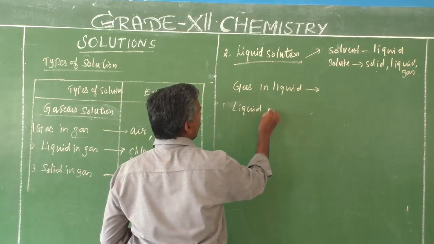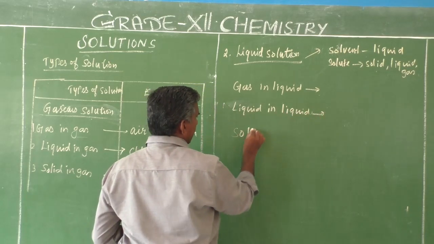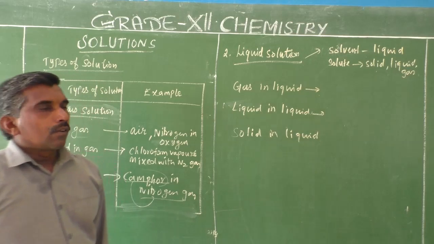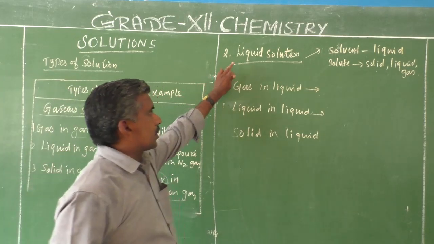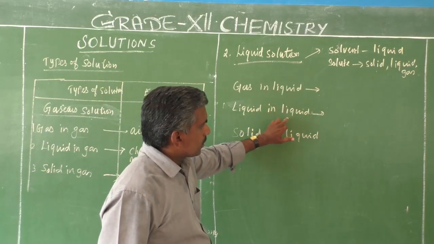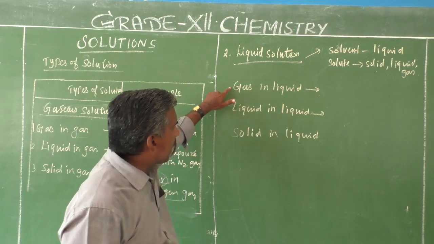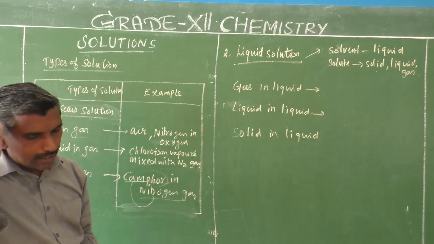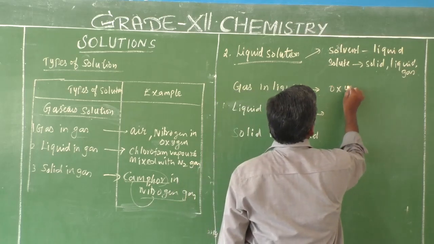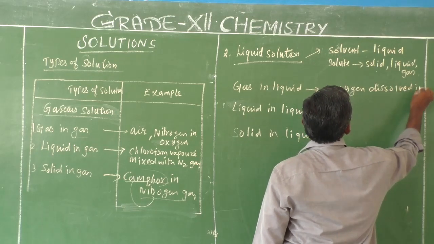Second, liquid in liquid. Now third, solid in liquid. First example, that is a liquid solution. In this liquid solution, liquid is the solvent, and the solute may be gas, liquid or solid. Now a great example of gas in liquid: oxygen dissolved in water.